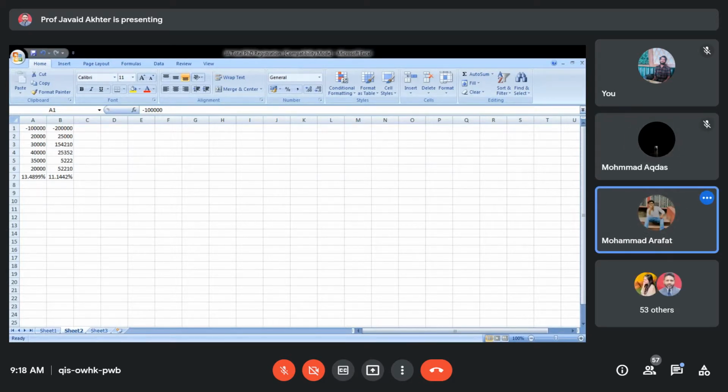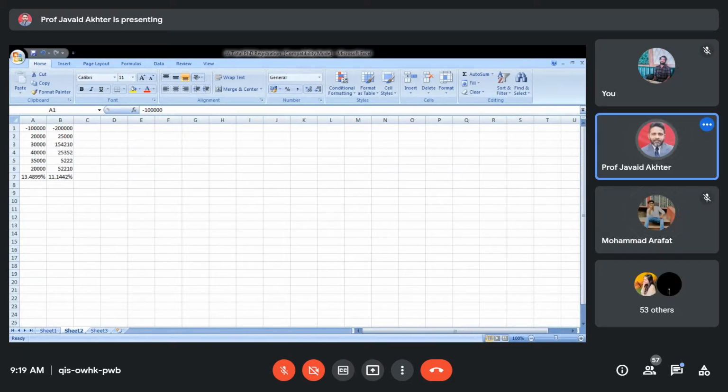The question was, in case this outflow is changed from 1 lakh to 1,50,000, will IRR increase or decrease? Decrease, sir. Let us make a small change. You remember what the answer was? 13.4899. Make it 1 lakh 1 rupee only. Remember the figure and see what happens.